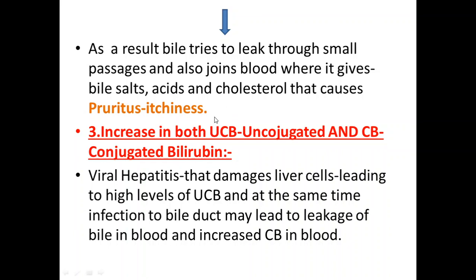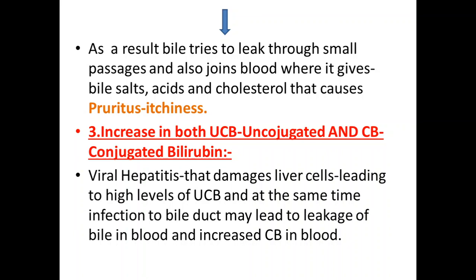Thirdly, one more cause of jaundice is increase in both unconjugated bilirubin and conjugated bilirubin. Now this happens when the person is suffering from viral hepatitis. Hepatitis is nothing but the inflammation of the liver, which becomes worse because it is not immediately detected and treated. And this hepatitis is commonly due to virus. So what are these viruses doing? They are damaging the liver cells, hepatocytes.